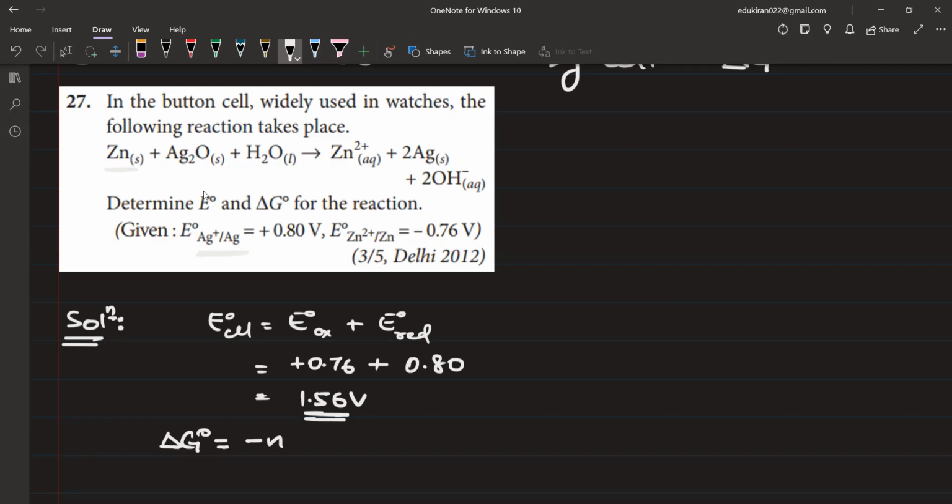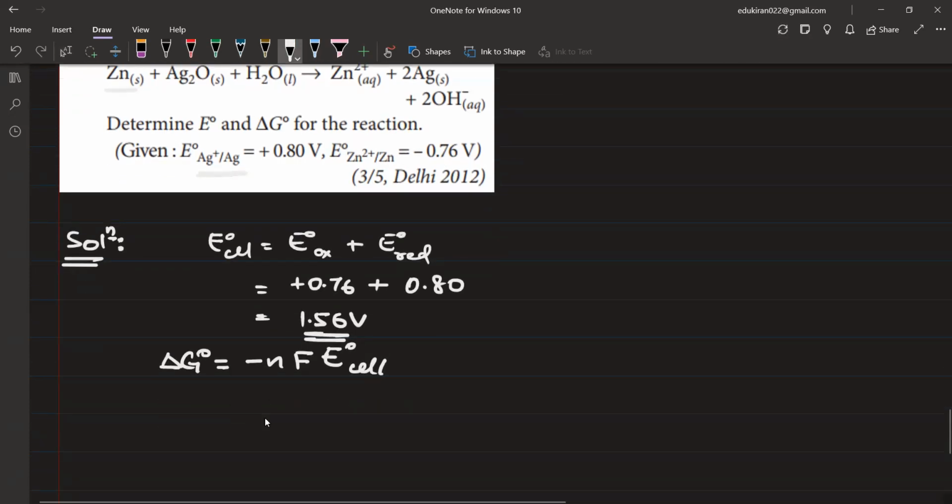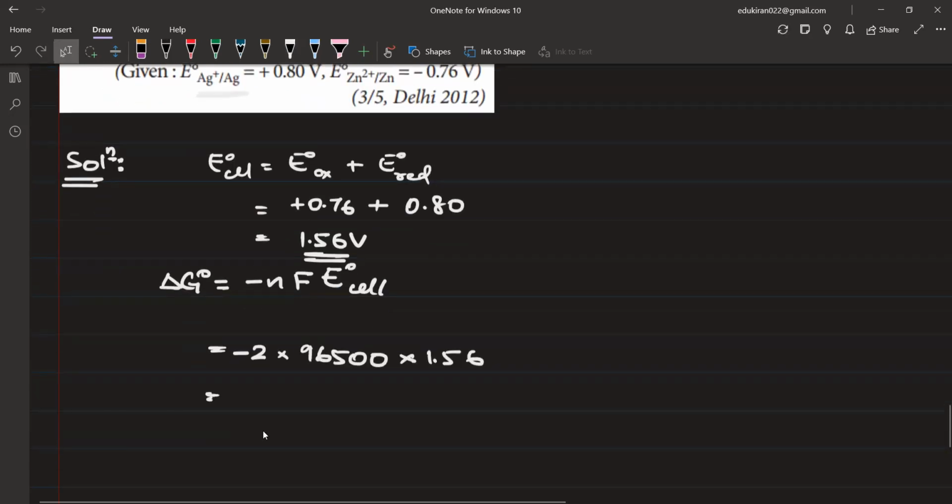Delta G naught is going to be minus nF E naught of cell. So right here, what is the number of electrons used? The number of electrons used here is 2 electrons, because we have zinc, you can see 2 positive. So 2 electrons into Faraday's constant, 96500, into E naught of cell, 1.56, and you will have a negative sign here, right? Minus nF E naught cell. You can just multiply these things and tell me the answer.